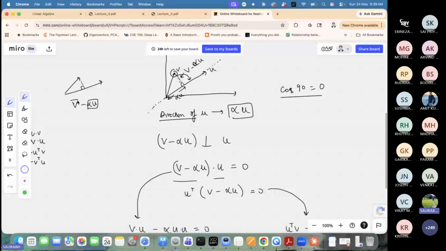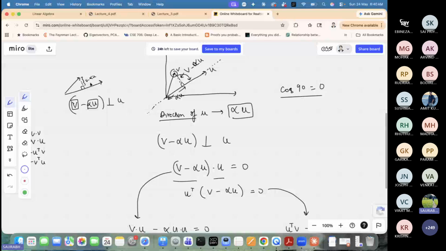We want this particular part, V minus alpha U. This is V minus alpha times U. We want this particular part perpendicular to U vector. The reason for that is we want the best approximation possible by projecting the vector. That's why V minus alpha U has to be perpendicular to U. So the dotted length that you see here is V minus alpha U.